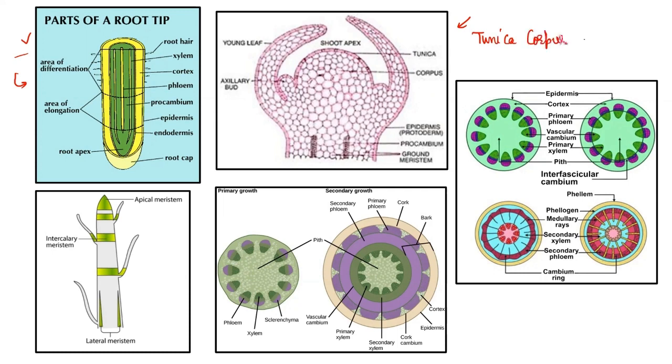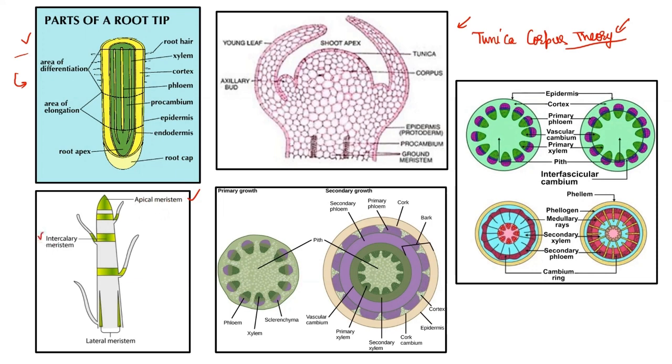Okay, so just have a look at the tunica corpus theory. This will also fetch you marks. Then types of cambium is also important, where the apical meristem is formed or where it is present and what is the use of the apical meristem.